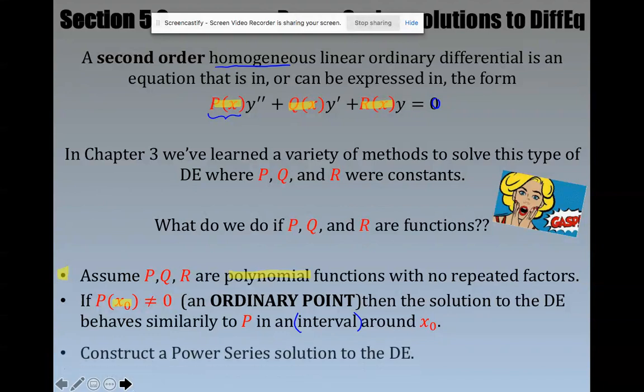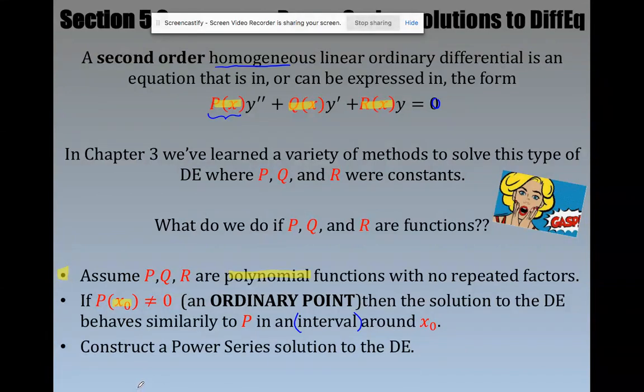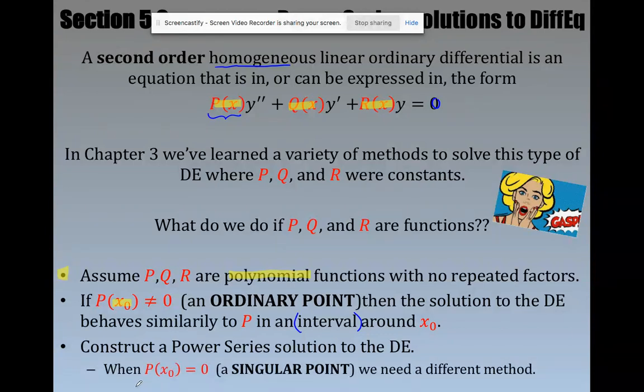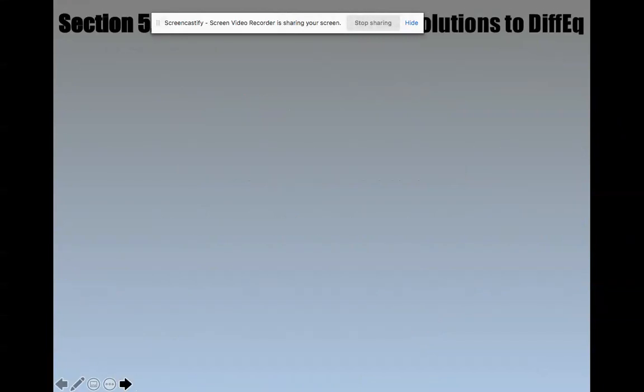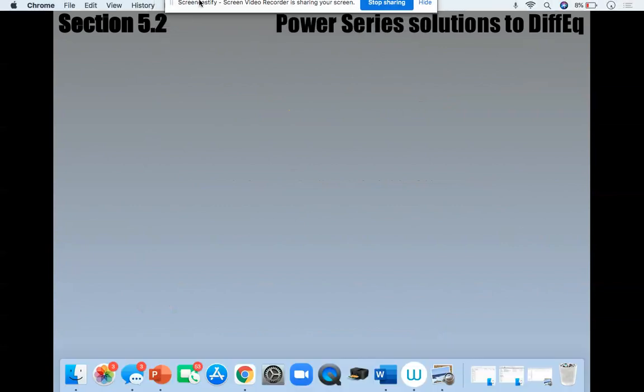If that is so, then we are going to make a power series solution. If that is not so, we have to use another method, which is later in this chapter. When you plug in the center and you do get 0, you want to have a way to investigate the behavior around that singular point as opposed to the ordinary point.